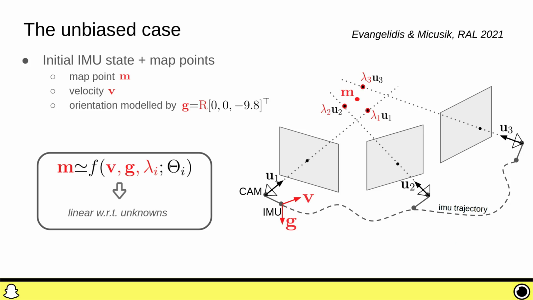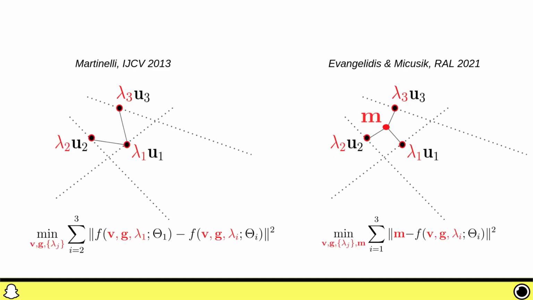We propose a slightly different formulation. We keep both the point and lambdas into the game, and we build linear equations by combining the point with every observation ray. In other words, we want to find the midpoint that makes the total distance minimum. Such a formulation can be seen as an extension of the midpoint triangulation algorithm in multiview and for the visual-inertial case. It is important to note that these two minimization problems are not equivalent and provide different solutions.